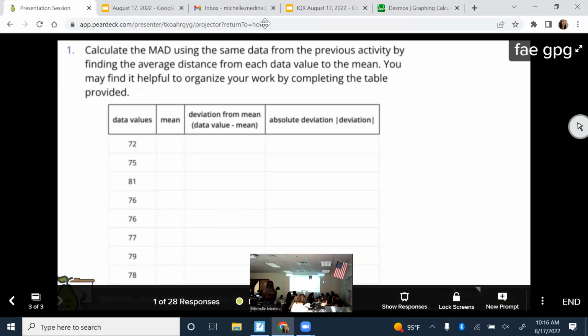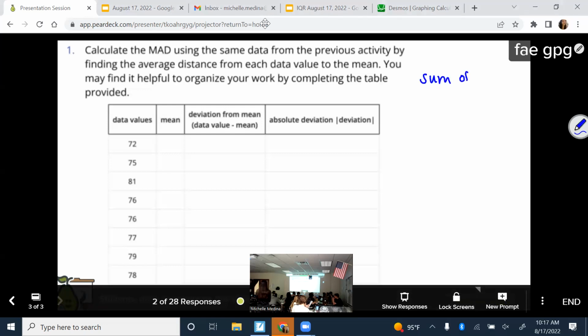But it is the distance from each value to the mean that is what our mean absolute deviation is. You might find it helpful to organize your work by creating a table like this. So the first thing that we are going to do is find the mean of our data, which we have not done yet today. Does the data need to be in order to find the mean? No.